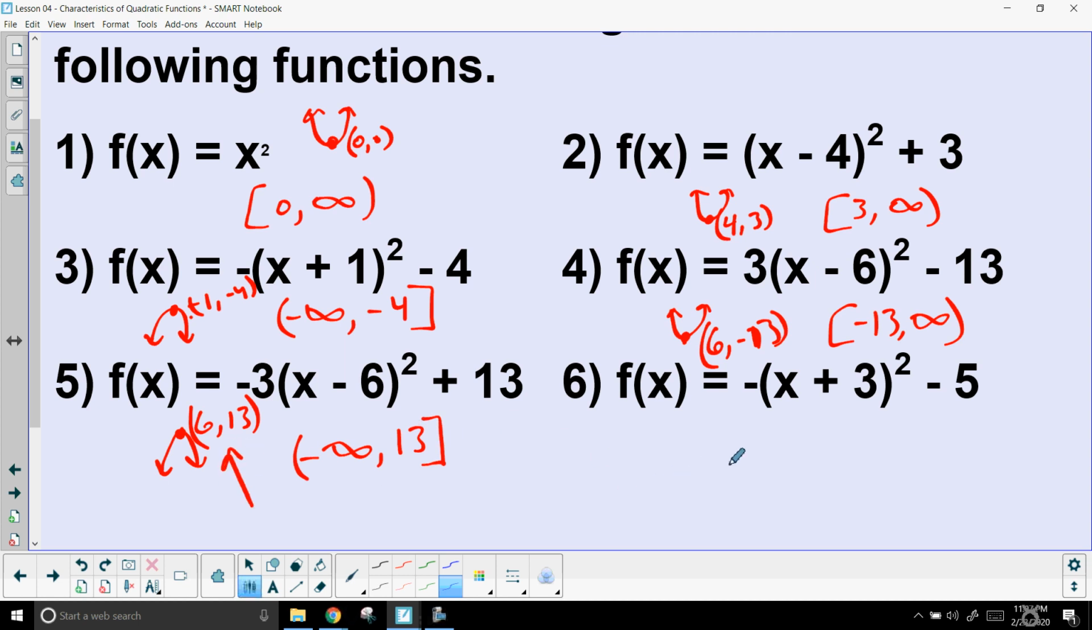Opens down because of the negative. Vertex, (-3, -5). So that means negative infinity for the range to -5.